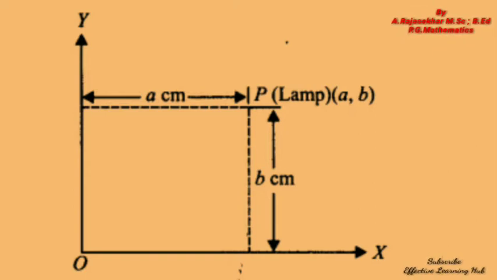See the diagram: x-axis and y-axis, lamp, a and b. You choose any centimeter. Suppose a equal to 4 centimeter, b equal to 5 centimeter, means P is (4, 5).